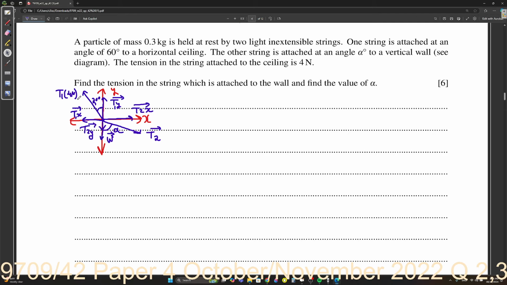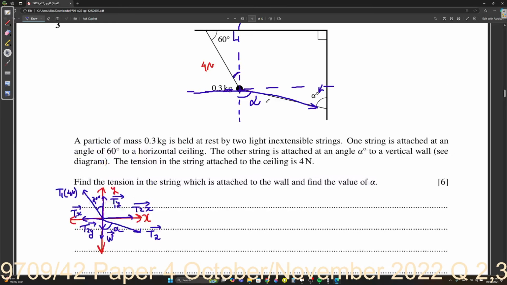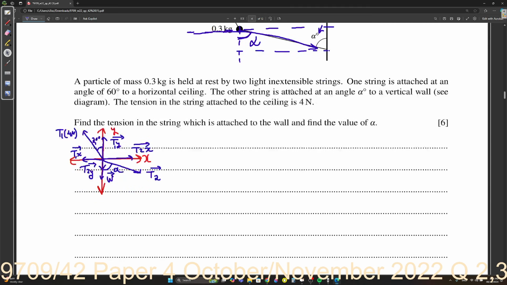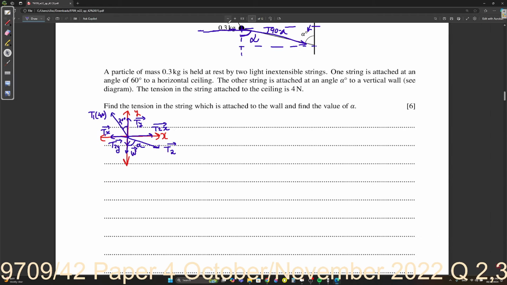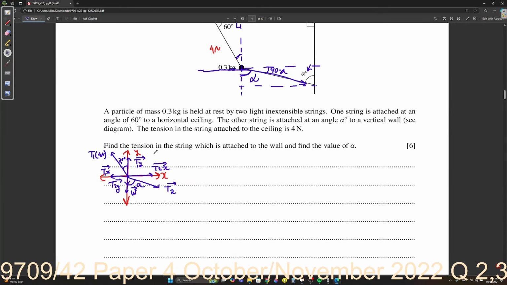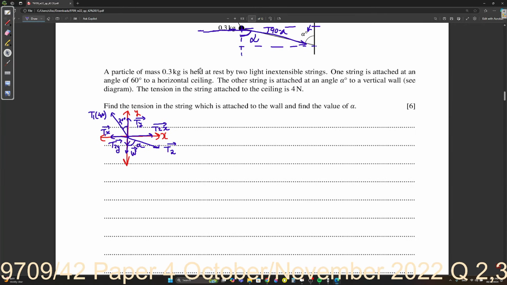We have T1, having T1x and T1y, angle 30 degrees with the vertical. And then T2, we have the angle also with the vertical alpha, because the angle here is alpha. So over here, it's also going to be alpha. Okay. I'm not going to use this angle and do 90 minus alpha because I feel like that would be too much work. I just want it to be one letter. Okay. So we know that it's at equilibrium, it's held at rest.